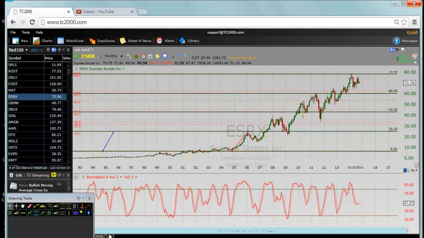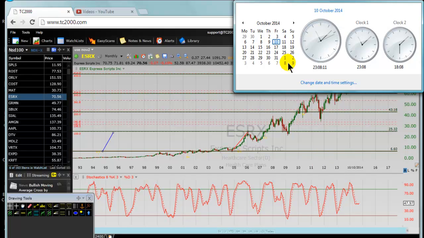Today is the 10th of October 2014 and the time in London is 8 minutes past 11 p.m., in New York, 8 minutes past 6 p.m.